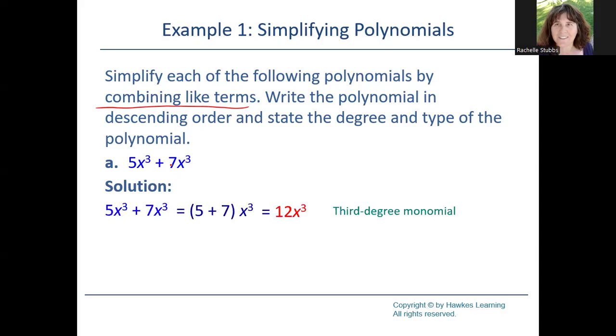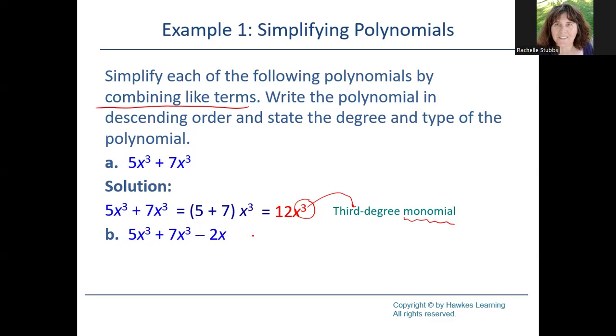Now, how many parts are there to this? There's just one. That's why it is a monomial. And degree 3: I get the degree right here. This 3 is the third degree. So we have simplified it. It's in descending order, and we stated the degree and type of the polynomial.